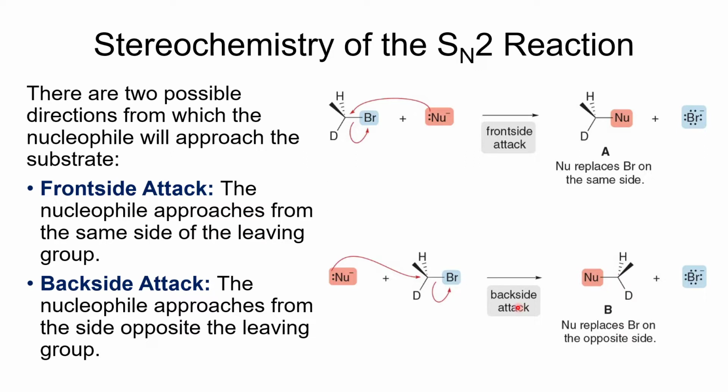So if we don't know which one of these is going to occur, then all we have to do is do a reaction and see which one of these we get. And if we get this one, it must be that we had a front side attack. And if we get this one, it must mean that we had the backside attack.